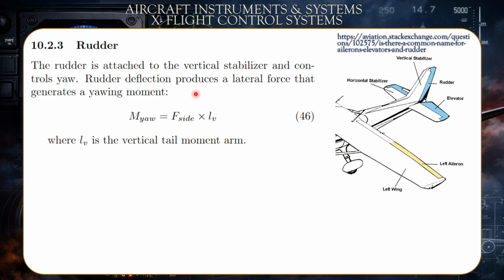The rudder deflection produces a lateral force going this way and this way, not a roll, that generates a yawing moment, like actually the rudder of a ship. The moment of yaw is equal to the force pushed at the side of the rudder, multiplied by LV, which is again the vertical tail moment arm.